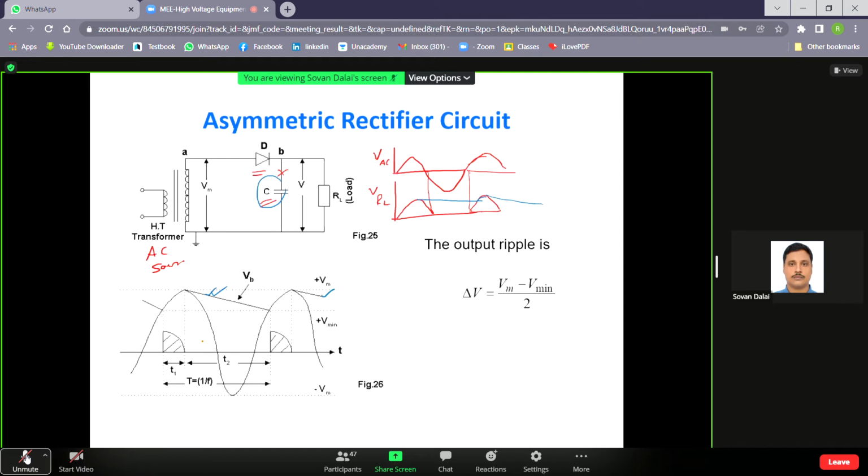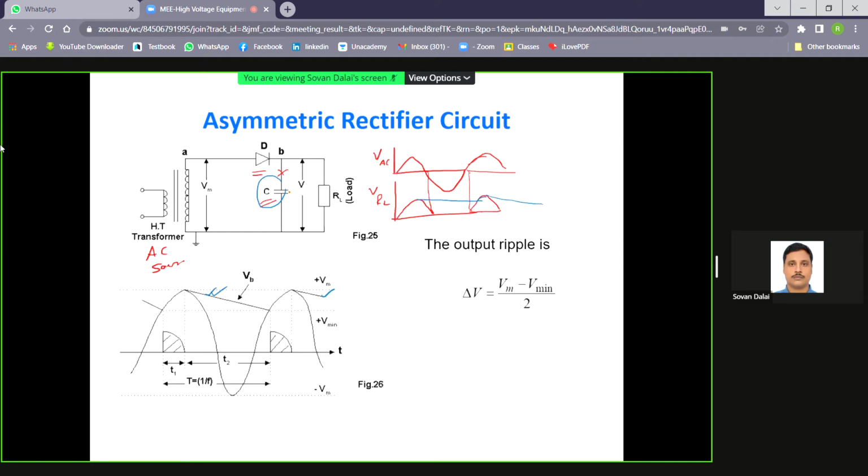Now you see only in the positive half there is diode conduction, and it charges this capacitor to the maximum voltage Vm. Now, when the voltage at point A is slightly lower than that peak value, what is the voltage at the load after attaining the peak value? So point B potential is Vm. When the point A potential is below this value, what will happen? The capacitor starts to discharge through the load.